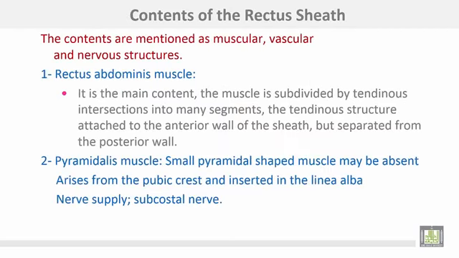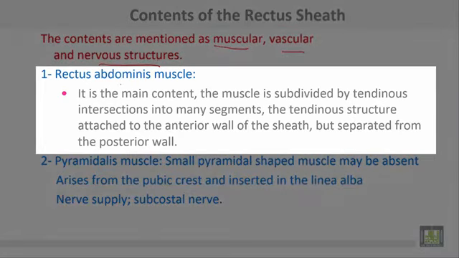The contents of the rectus sheath are muscular, vascular, and nervous structures. The muscular are the rectus abdominis muscle and the pyramidalis. The rectus is the main content of the rectus sheath.